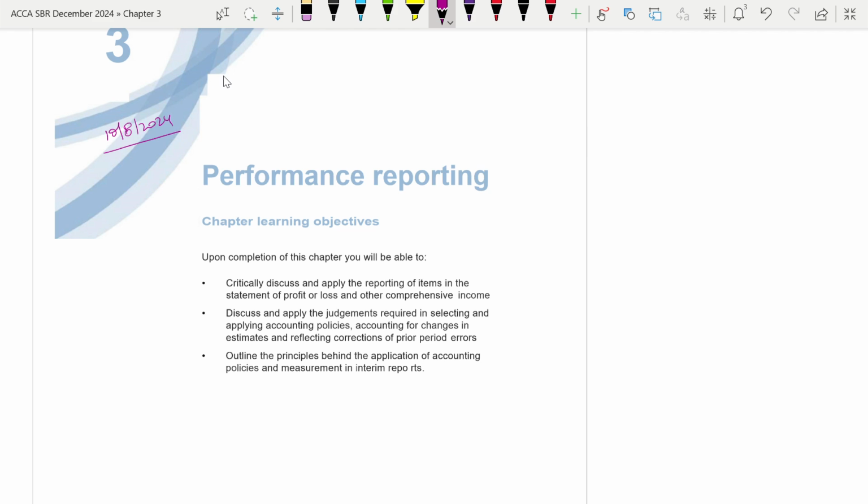10th, 8th, 2024. Now, what we are going to do in today's lecture is, when we say performance, keep it in mind. When you are talking in terms of performance, we are exclusively focusing on the statement of profit and loss account. I will use the phrase statement of profit and loss account. When you are talking about performance management, in other words, it is going to be our income statement. How we are going to categorize and how it is a reflection of the income statement structure.